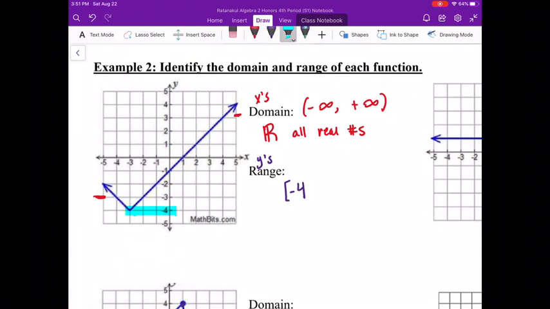Now we're thinking, what happens to the graph after -4? Is it stopping somewhere above it? Is it going forever up? We notice that we have the arrows, so that means it's going forever up, which means it's going towards +infinity. Another way that you can write this is y is greater than or equal to -4. That tells me that -4 is my lowest value on my graph, and everything else is above it.